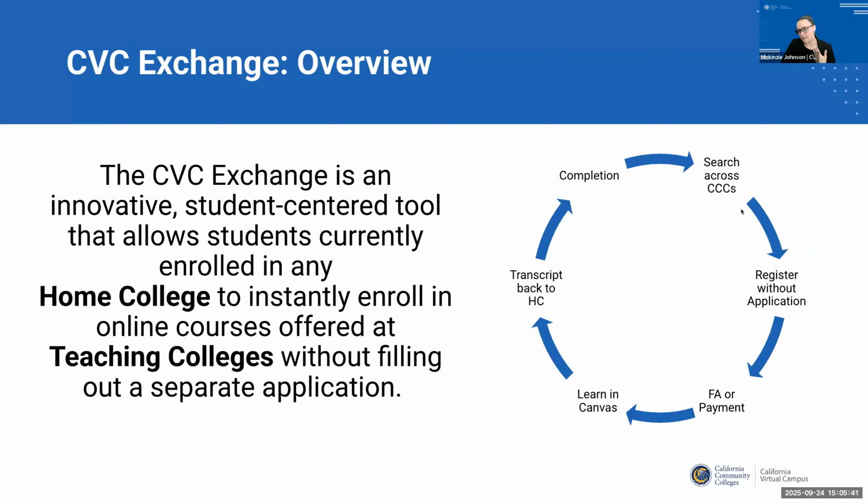So if you look at this, what I think is a very simple diagram, you can see that students can use the exchange to search across the California community colleges. They then register without having to fill out an additional application. They can apply for financial aid or submit payment through the CVC Exchange. They can learn and submit their coursework through the same Canvas account that they use at their home college, their home community college Canvas account. And then the component we're going to be focusing on today is sending that transcript from the teaching college back to the home college. So that'll be the focus of today. And of course, completing that process so the student can do this again.